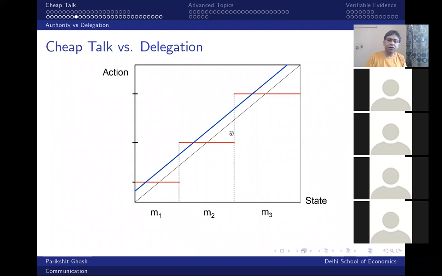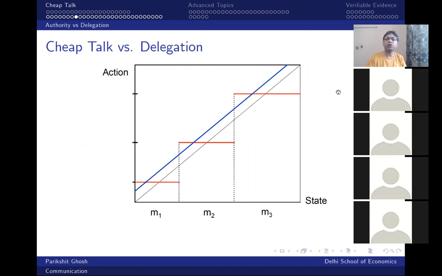So now ideally, what does the 45-degree line represent? It represents ideally what the receiver would want the action-state correspondence to be. Remember that the receiver's optimal action or bliss point is always theta, the state of the world. So if he knew all the information from the outset, he would basically choose the 45-degree line as his decision-making rule. So under delegation, he gets a line which is just uniformly shifted above. And under cheap talk, he gets this red step function.